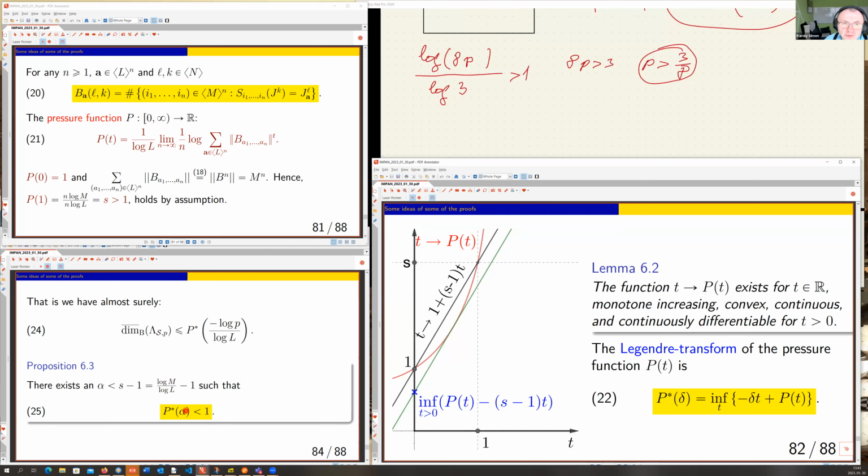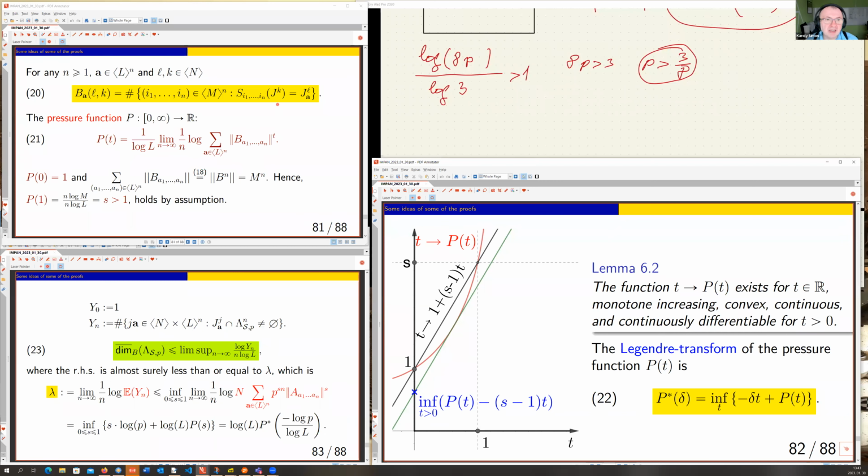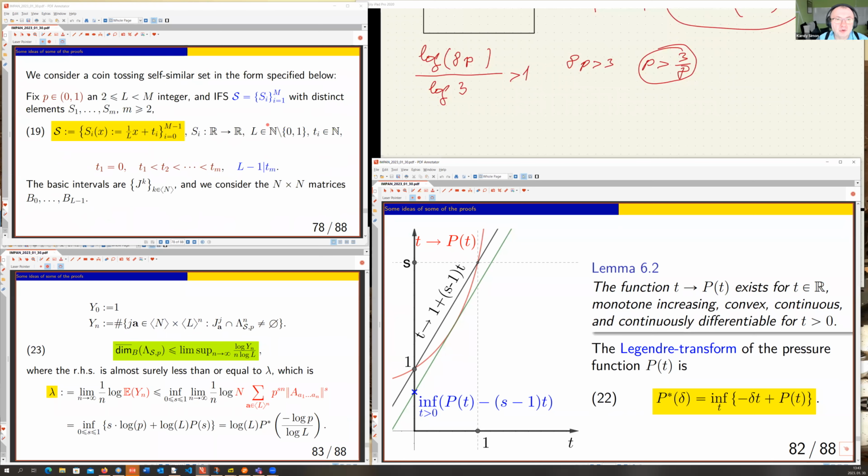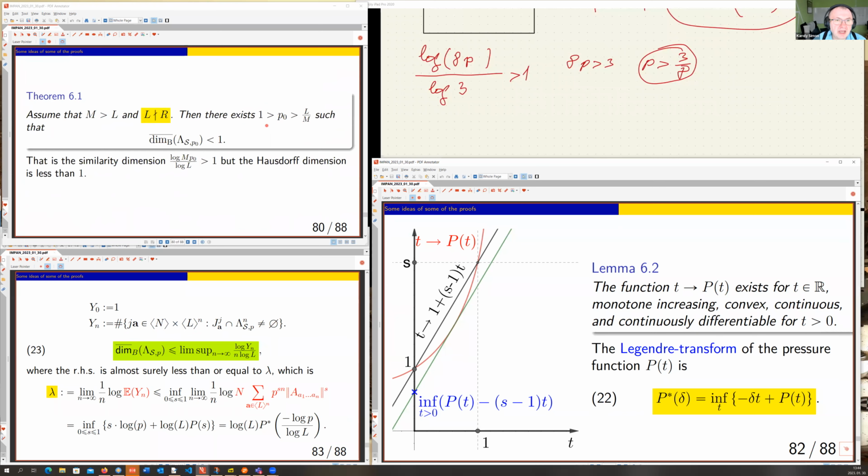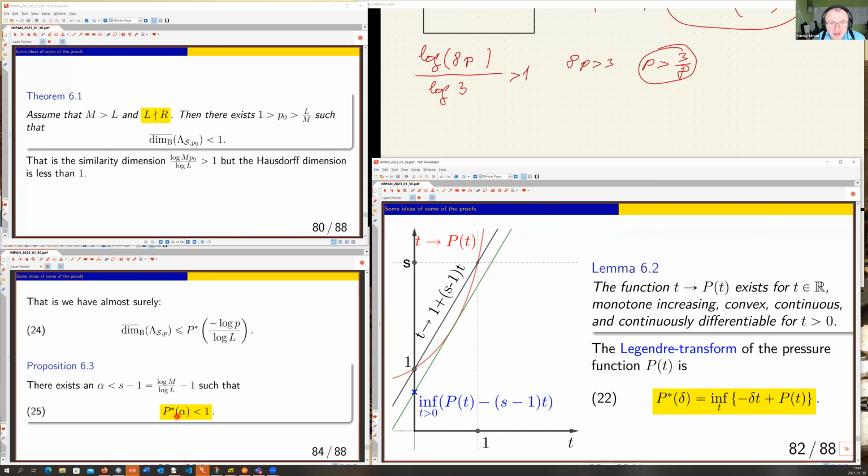And if the Legendre transform is less than 1, then with some technical steps I don't have time for, it follows that this claim, what I stated here, that we can find this P0 which is bigger than L over M. And in this way, because it's bigger than L over M, the carpet on the plane has dimension bigger than 1, it's bigger than L over M. But for this alpha, the Legendre transform of the pressure is smaller than 1. And because of that, the projection set has dimension smaller than 1.